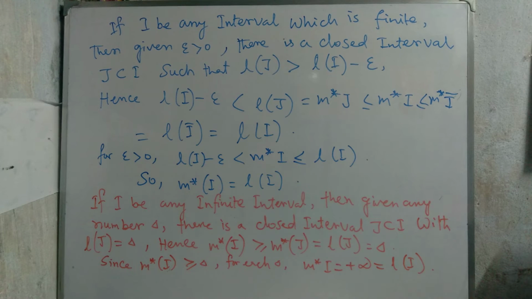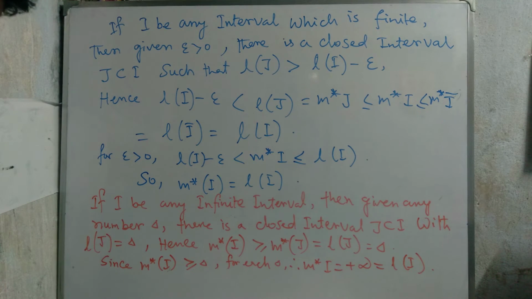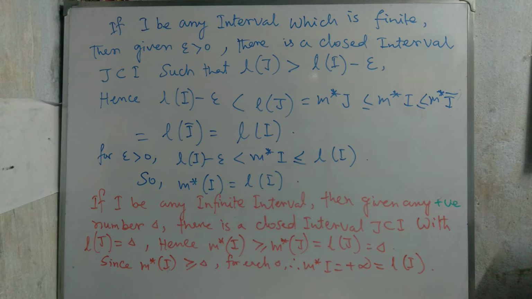Okay, if I is any infinite interval, then given any number delta, there is a closed interval J subset of I with L(J) equal to delta. Hence m star I is greater than or equal to m star J, equal to L(J), equal to delta. Then m star I greater than or equal to delta implies that m star I equals plus infinity, equal to L(I). Do you understand or not? Obviously, giving any positive number, we can write beta. Then this happens.